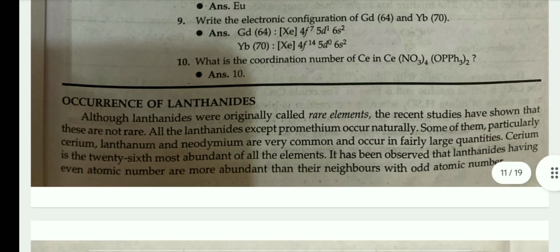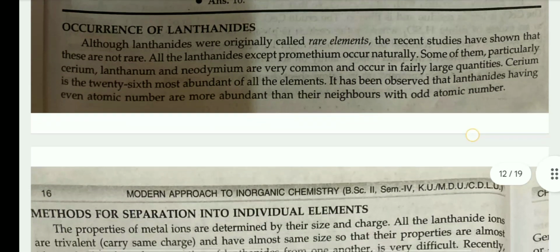Occurrence of lanthanoids. Although lanthanoids were originally called rare earth elements, recent studies have shown that these are not rare. All the lanthanoids except promethium occur naturally. Some of them, particularly cerium, lanthanum, neodymium, are very common and occur in fairly large quantities. Cerium is the 26th most abundant of all the elements. It has been observed that lanthanoids having even atomic number are more abundant than their neighbors with odd atomic number.